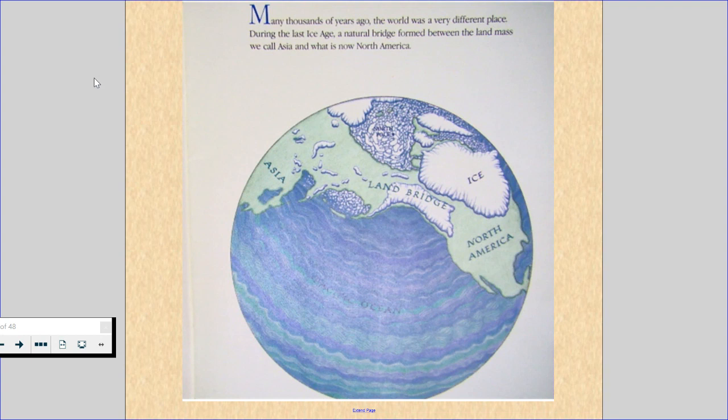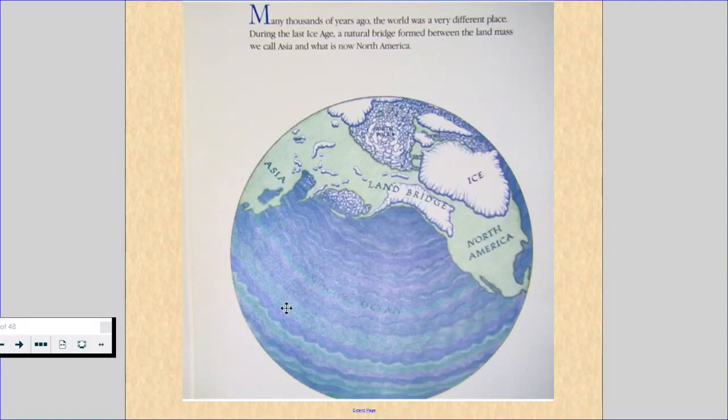During our last ice age, we had a natural bridge that formed between the landmass we call Asia and the landmass that we now call North America. This allowed people, humans, to travel out of Asia and into what is now North America.